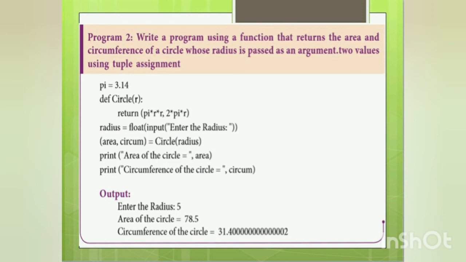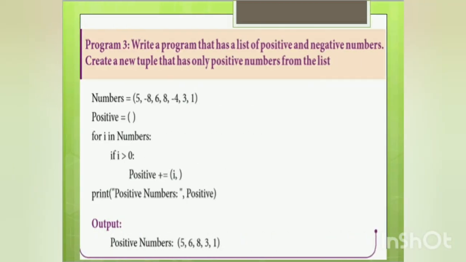Then what is the next statement? Print area of a circle is equal to area. Now what is the value stored in area? 78.5. That will get displayed. Then the next statement is print circumference of a circle is equal to, and that will get printed. What is in circum? 2 into pi into r. What is that? 31.400002, that will get printed. Clear? Now we'll see the third program.